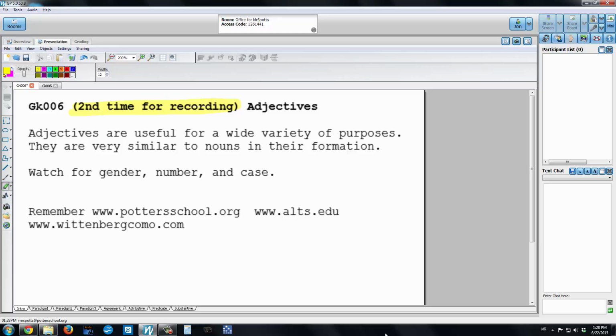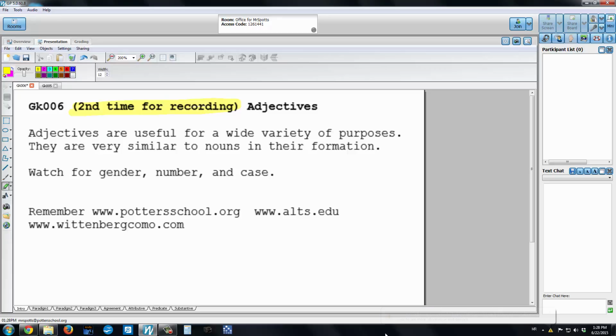Now, adjectives are awfully useful. You never know when you might find a handy adjective. An adjective is the thing that tells us what kind, which one, how many. They're very, very useful for a wide variety of purposes.